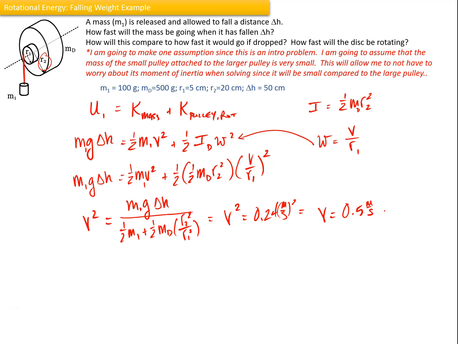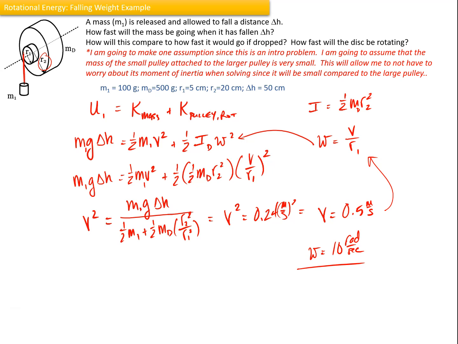And again, if we want to now find the angular velocity, we can just go back and plug that into there, and you would get an angular velocity of about 10 radians per second. And again, this velocity of 1/2 meter per second is slower than if you just drop this thing that delta H of 1/2 meter. So again, it's the second type of problem, similar to the last one.